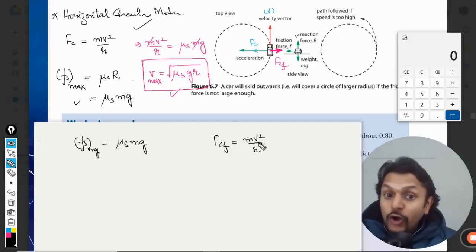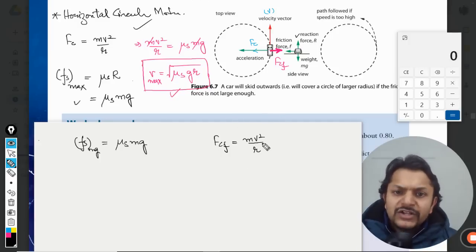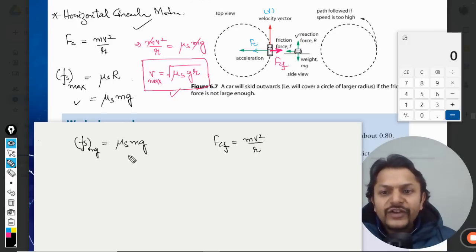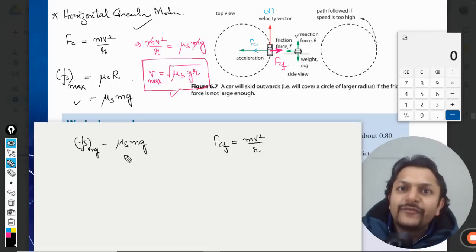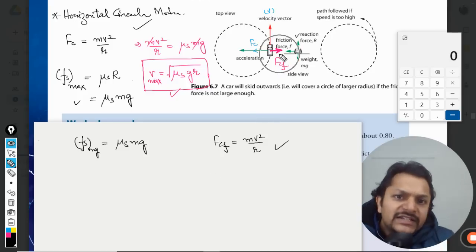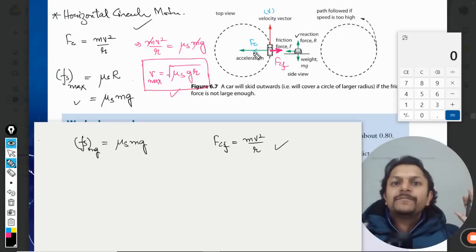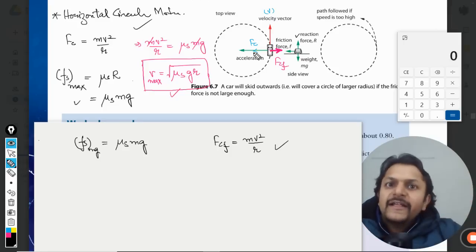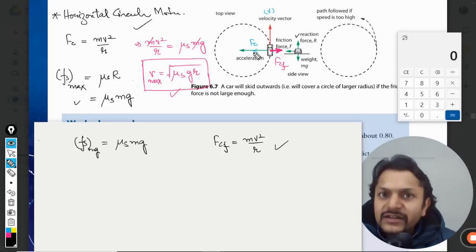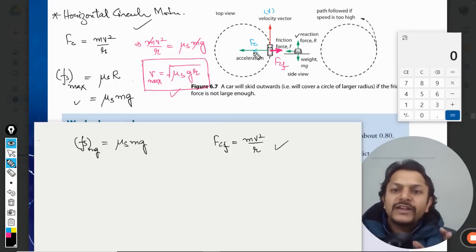But if I say that the velocity is more than the maximum permissible value, clearly the centrifugal force is becoming way more than friction. So friction cannot provide that kind of centripetal force, and centrifugal force becomes more than the friction. Clearly this outward force is more than the inward force, and that is why the car is skidding. It is going away from the center, and the radius of the turning is increasing, isn't it? So this is how we can explain this.